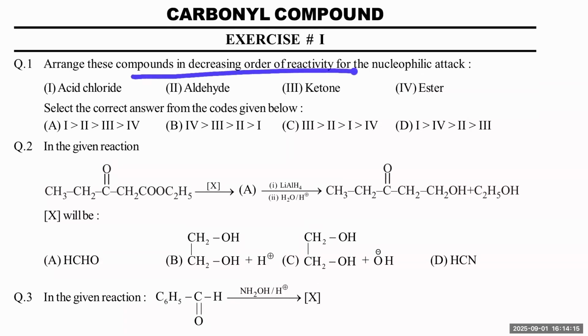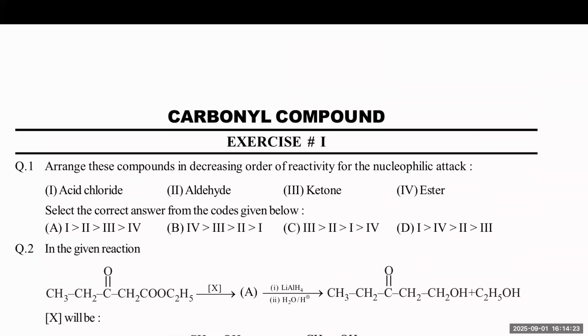Arrange the compounds in decreasing order of reactivity for nucleophilic attack. For a nucleophilic attack, this is how it will be: a double bond to O, and some group here, and a nucleophile is going to attack here. The factors that decide nucleophilic attack are how much delta positive charge this carbon possesses and how little crowding you have here. These are the two factors which decide, isn't it? We have discussed this long back as well, correct?